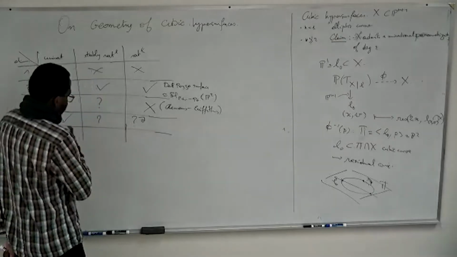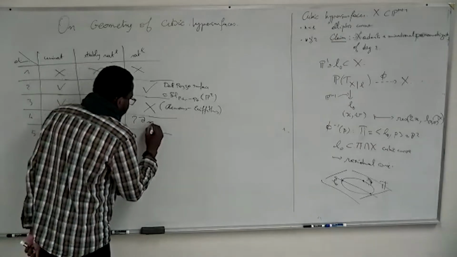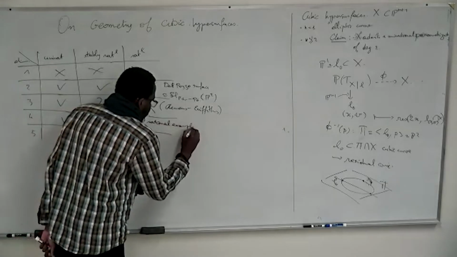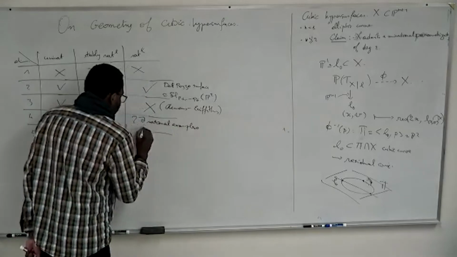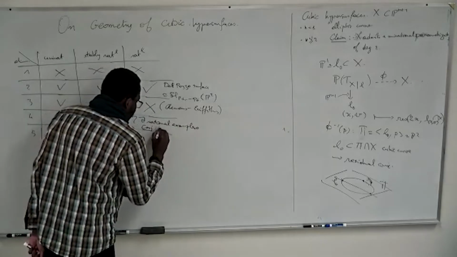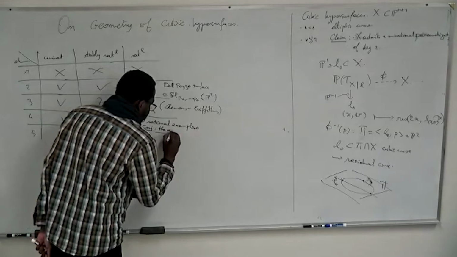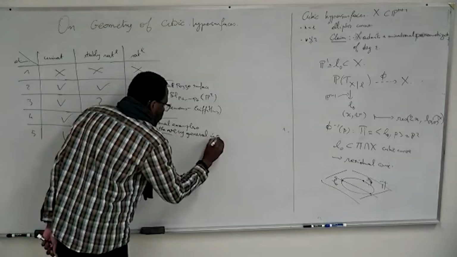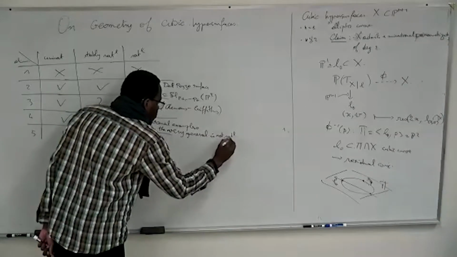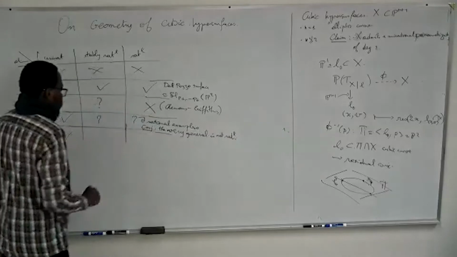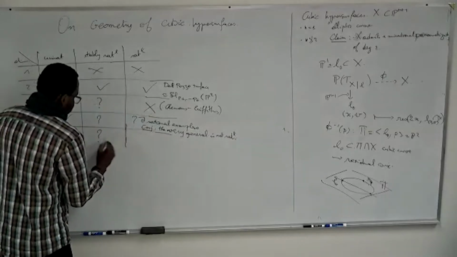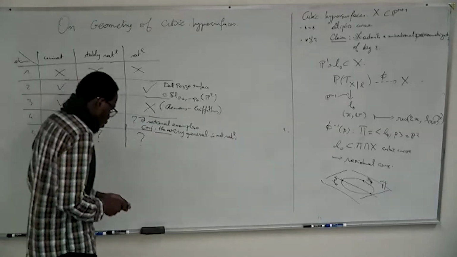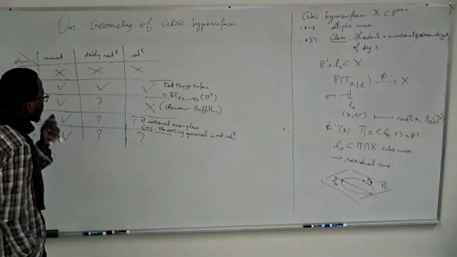So for cubic fourfolds, we know that there exist rational examples of cubic fourfolds, but the conjecture is that the very general one is not rational. But the conjecture is quite hard to prove. And for cubic fivefolds, we have no information whatsoever. We don't have any example of rational ones or non-rational ones.